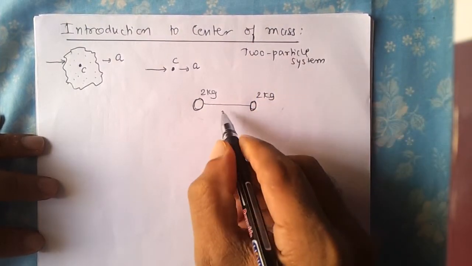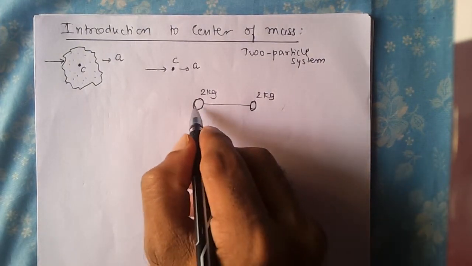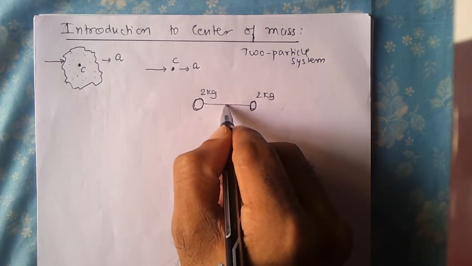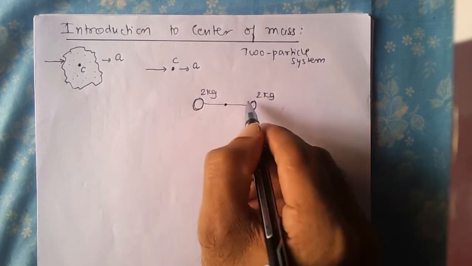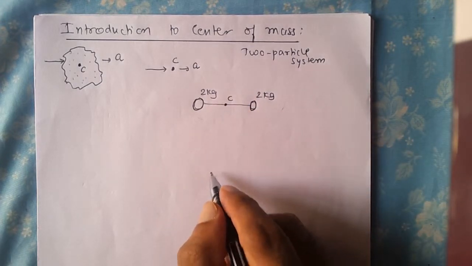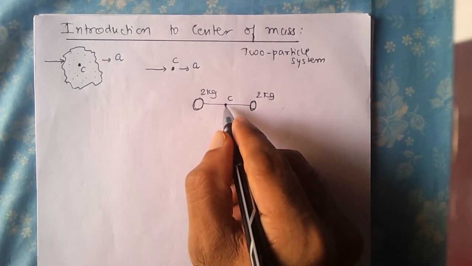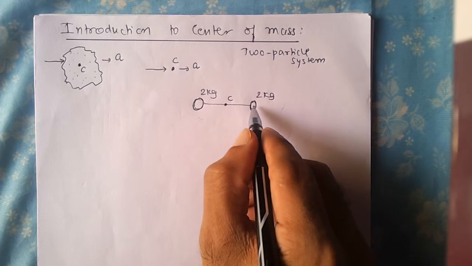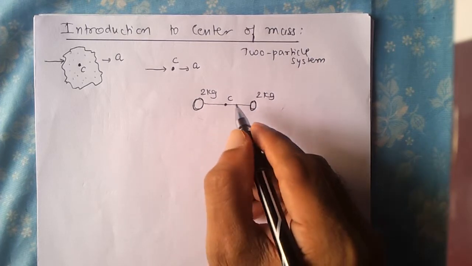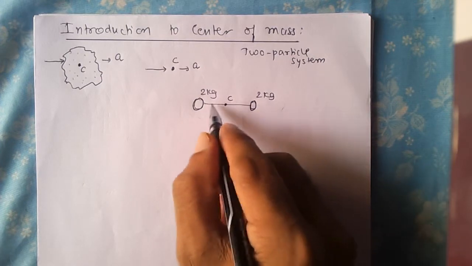So where is the center of mass of a two-particle system located? Quite obviously you would have guessed that if these are the two particles, then the center of mass would lie exactly at the midpoint of the line joining them. So this would be the center of mass of this two-particle system. Now, how did we arrive at this? How did you guess that it would be at the center? That is because the two masses are equal, and by intuition we know that the center of mass would be at the midpoint. But let us try to find out the mathematical formula for finding the center of mass.